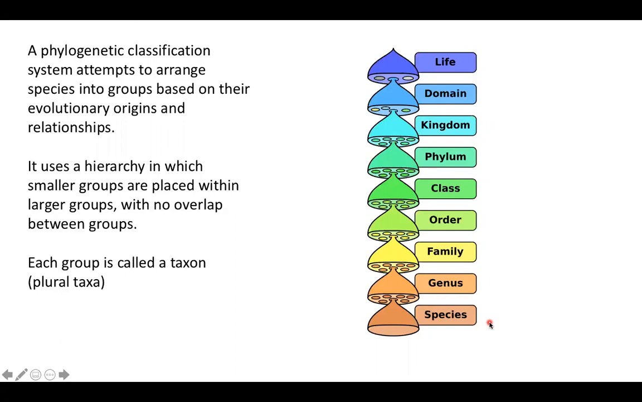When I spoke about the binomial name earlier on, the two names that are being given are the genus name and the species name. So for us, Homo sapiens. For the wolf, lupus lupus. For the dog, Canis lupus. Okay, so the last two, genus and species, give the binomial name. These groups are called taxa. So each one of these is a taxon. So taxa, plural, taxon, singular.